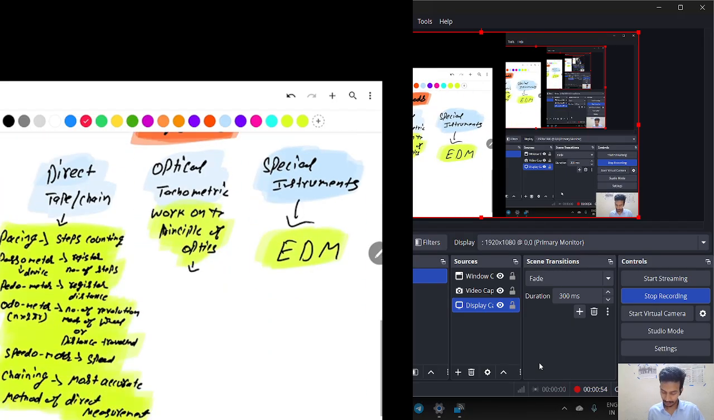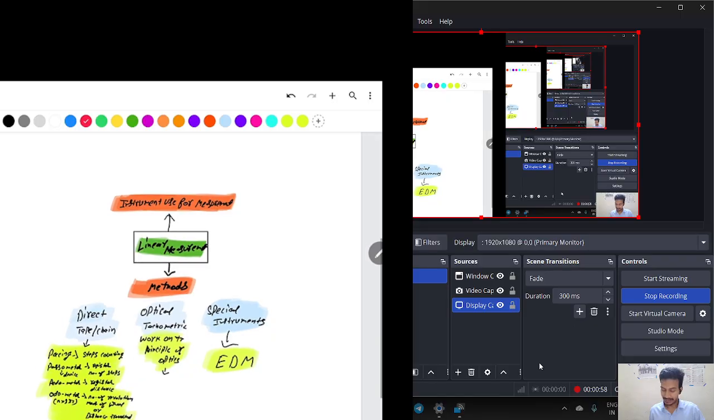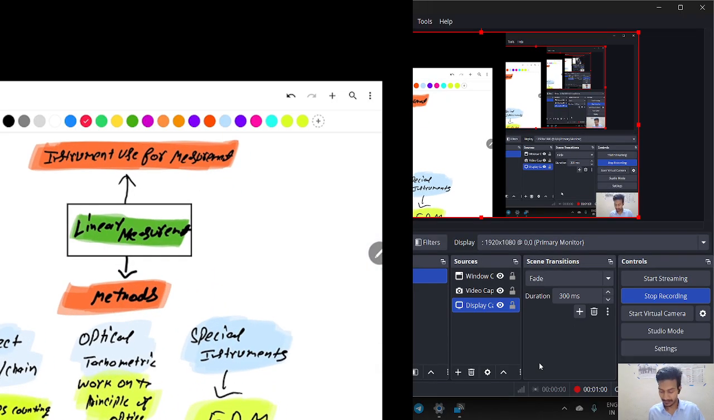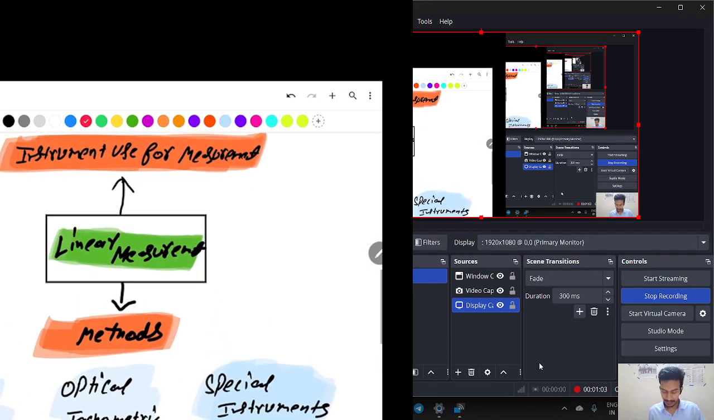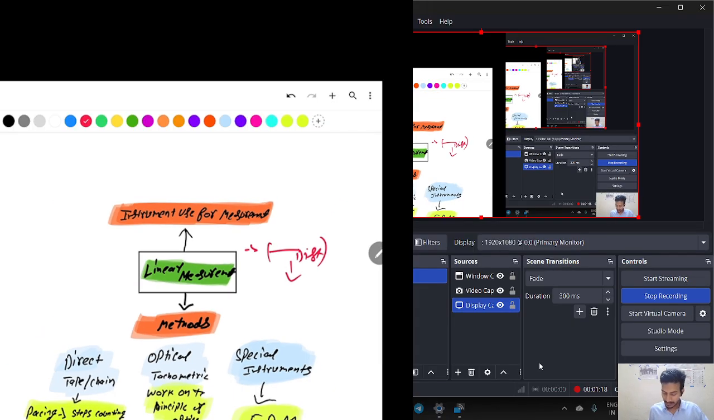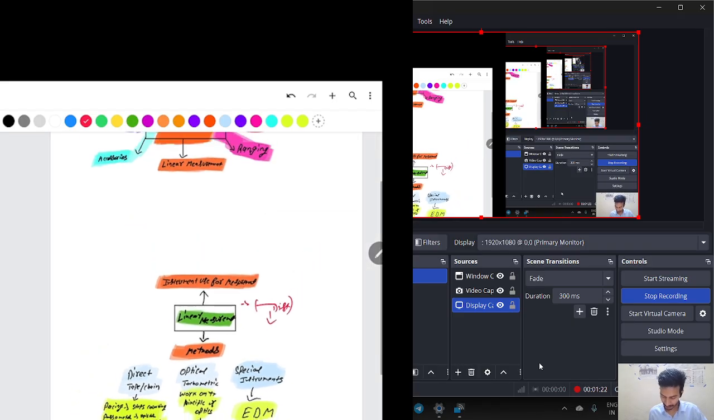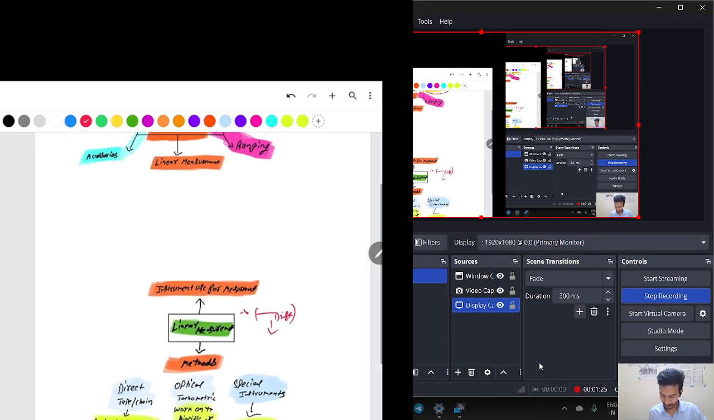Now, the first subtopic is known as linear measurement. What is linear measurement? Linear measurement means measuring only one single distance. Like here, the instruments used for measurement and the methods.